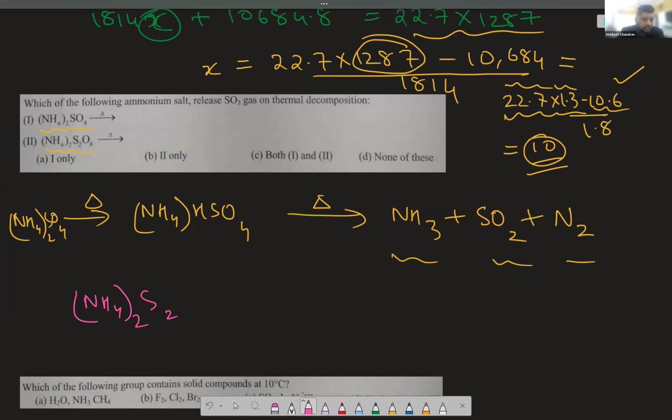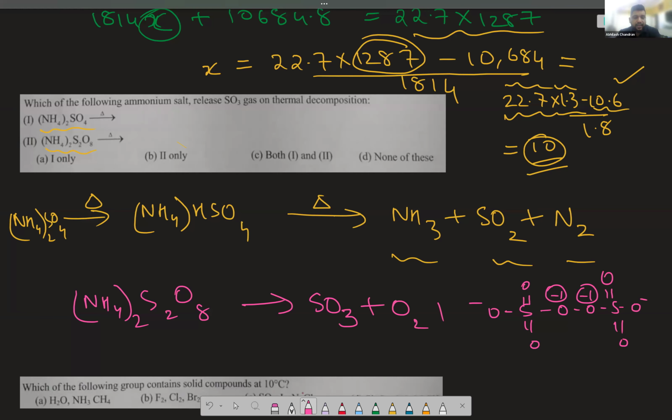So here we have S2O8 in which there is a peroxide linkage. Here you have two oxygens which are in -1 oxidation state, and these are the ones that get oxidized, right? And what you end up getting here is sulfur trioxide, along with, of course, oxygen and ammonia, right? Of course, I'm not writing the exact balanced reaction. So here, the SO3 is what is formed, not sulfur dioxide, right?